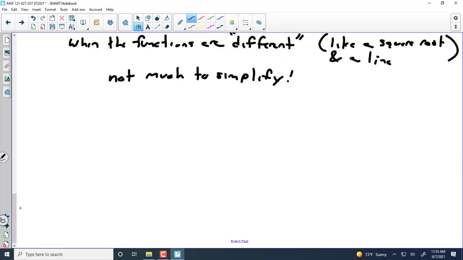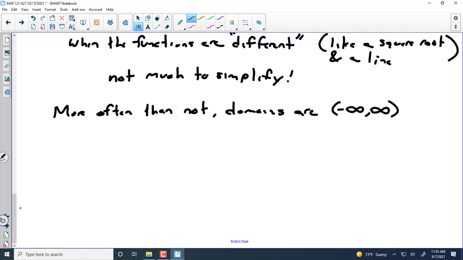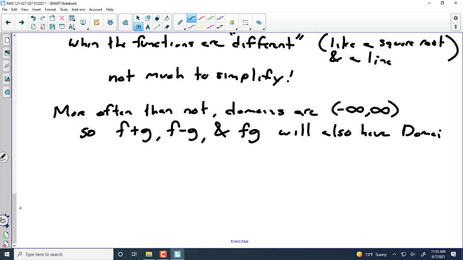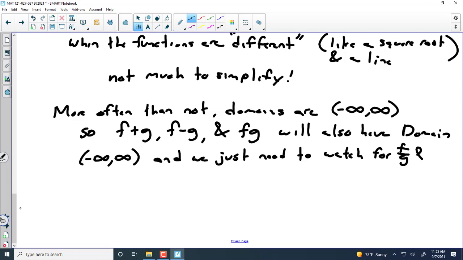The other thing is this. More often than not, domains are negative infinity to infinity. So, f plus g, f minus g, and f times g will also have domain negative infinity to infinity. And we just need to watch for f over g and g over f. If the original functions have a domain of negative infinity to infinity, then when you multiply them, add them, or subtract them, that's not going to change the domain at all. So if the two original functions have domain negative infinity to infinity, then what you really have to watch out for is what happens when you divide them. It's pretty slick. Let me show you what I mean.